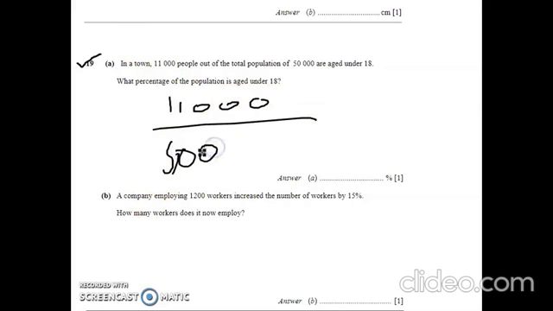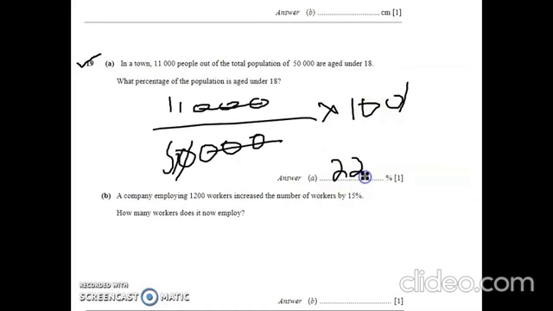Multiplied by 100. So 11,000, these zeros cancel. This 1 0 cancels. So this is basically 11 multiplied by 10 divided by 50. Divided by 5. So that's 22. So 22% are aged under 18.